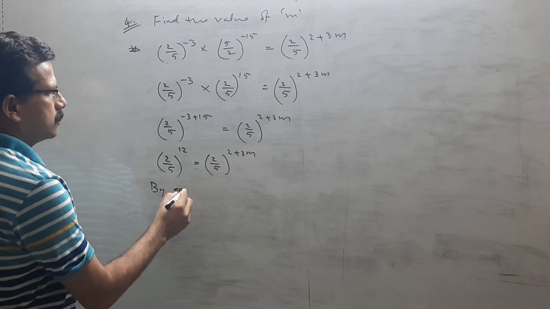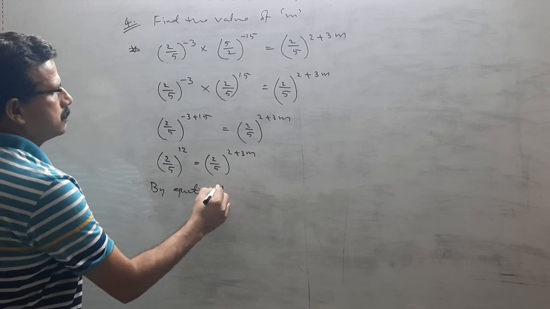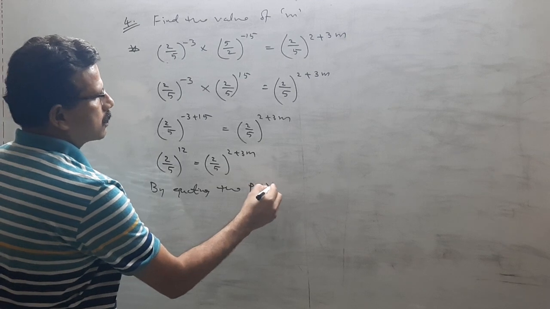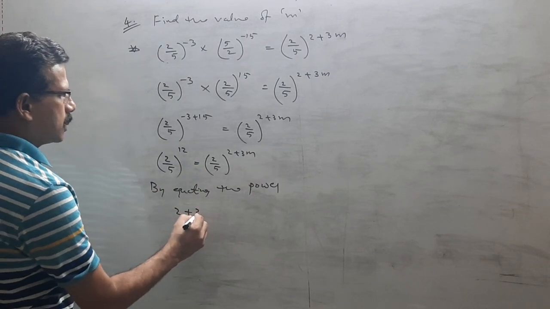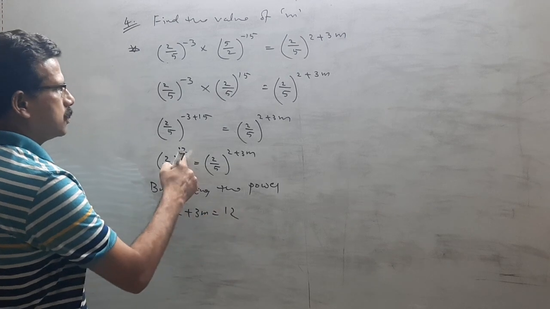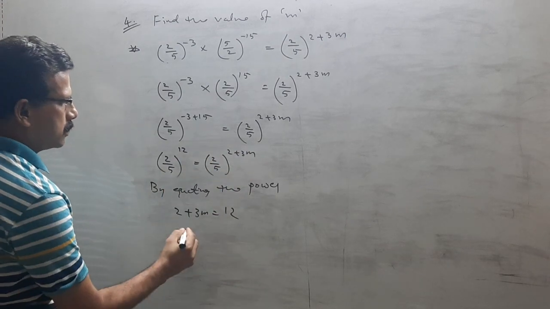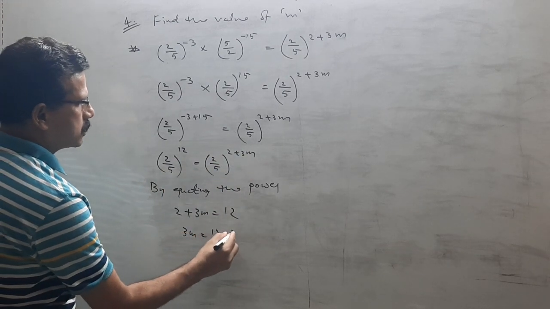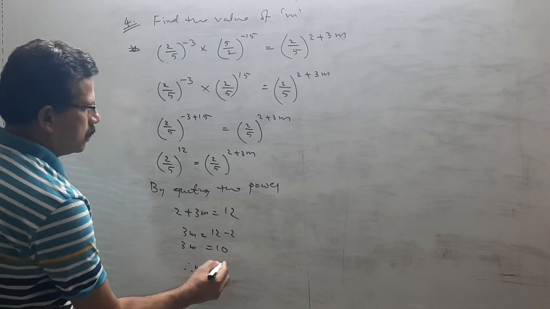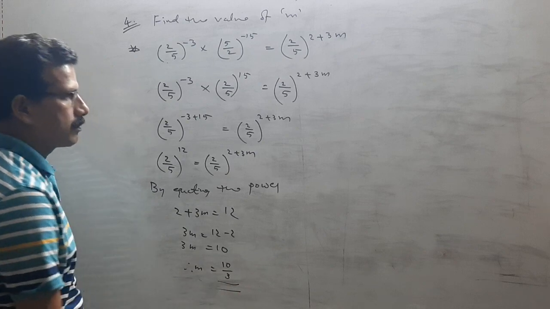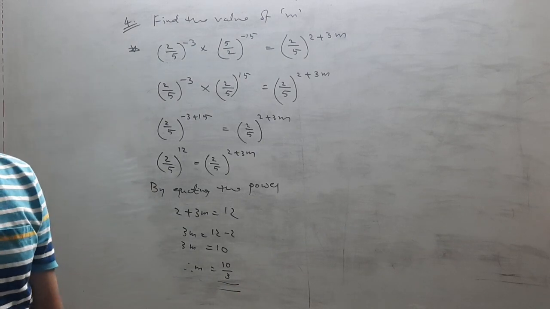By equating the power, since the base is same, the power will be same. 2 plus 3m equal to 12. 3m equal to 12 minus 2, that is 10. Therefore m equal to 10 by 3. 10 by 3.